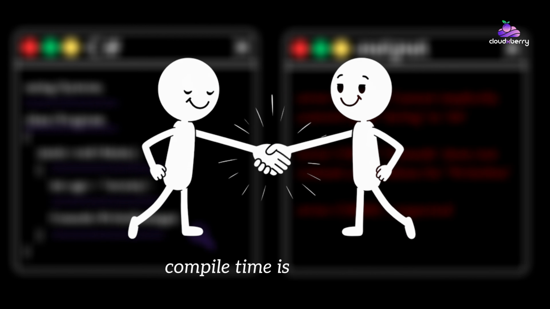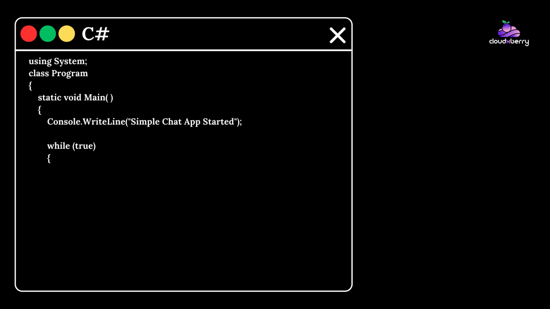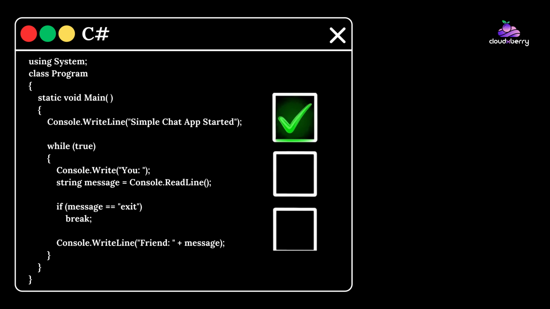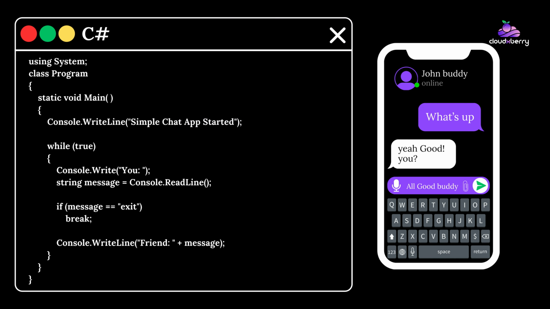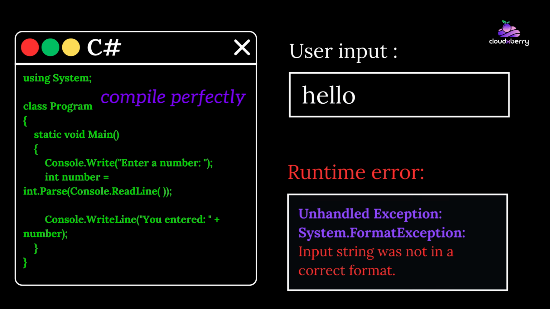And compile time is your friend. It catches problems early, before anything actually runs. Easy to fix, no damage done. Now, runtime is different. Runtime is when your program is actually running. It passed all the checks, it compiled fine, and now it's live. And here's the thing that trips people up. Code can compile perfectly and still crash.